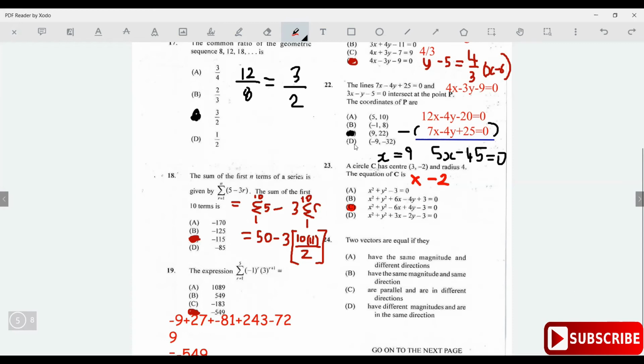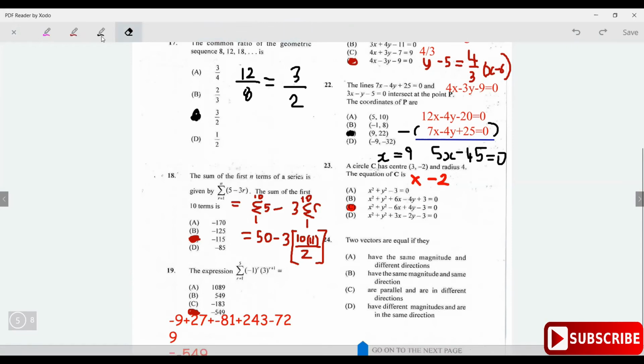Easy. Right? And if you don't like to do it that way, then of course the alternate method would be to write down x minus 3 all square plus y plus 2 all square equal 4 square. That's the alternate method. So it depends, it's up to you.